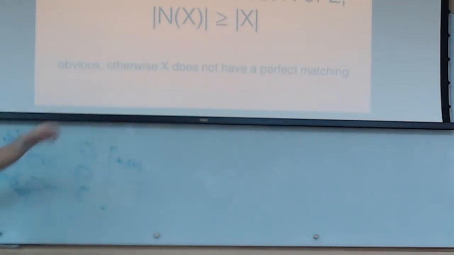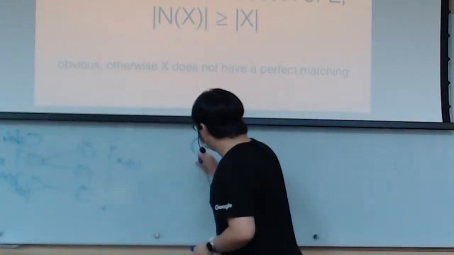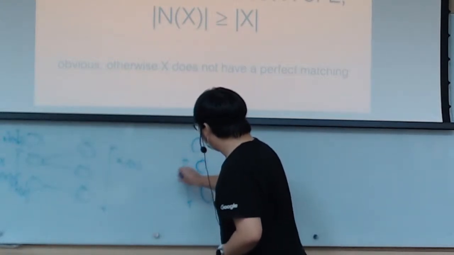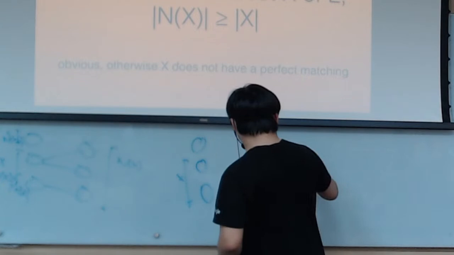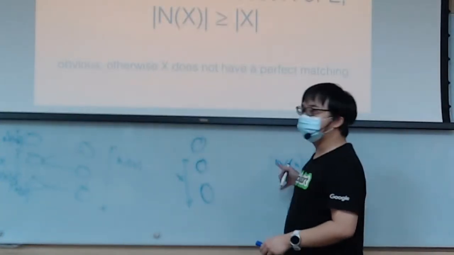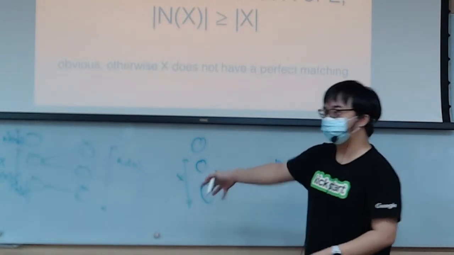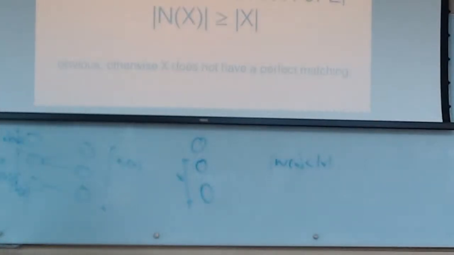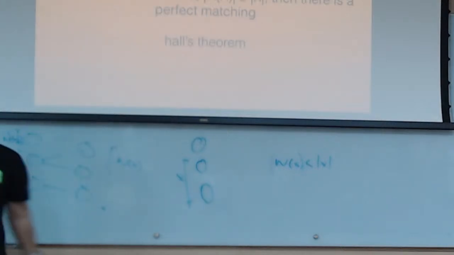Because otherwise, if there is an X where the size of N(X) is less than the size of X, then you cannot match these nodes, because there are not enough nodes to pair them with. But what's more interesting is that the other direction is also true. If all of the subsets satisfy this condition, then there's actually a perfect matching.